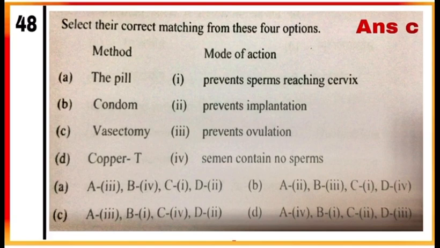It prevents sperm reaching the cervix. C. Vasectomy. It matches with number 4. In this case, semen contains no sperm. And D. Copper T. It matches with number 2. It prevents implantation. So here mark C as the correct answer.